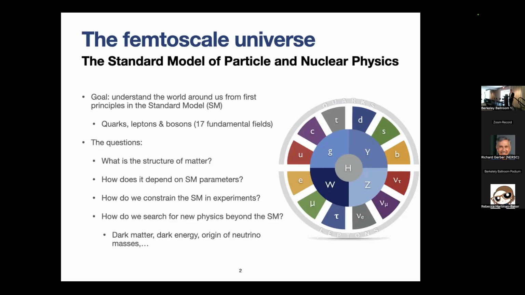And there are places where we know that has to be the case. So for example, dark matter, dark energy, and the origin of neutrino masses are things that the standard model itself does not encompass.